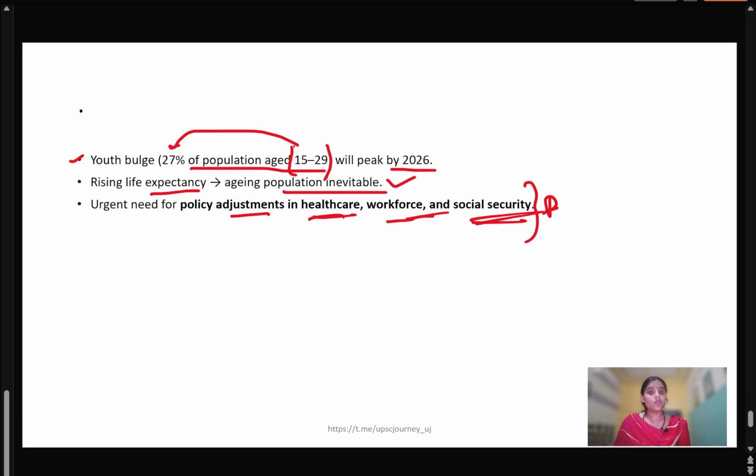Again, there will be only 17% population that will be considered as youth between 15 to 29. And life expectancy is rising, and because of that there will be more aging population, and that will be an inevitable process. And now there's an urgent need for the policy adjustment in healthcare, workforce, and social security. So all these factors need to be changed, and there will be this ongoing trend.